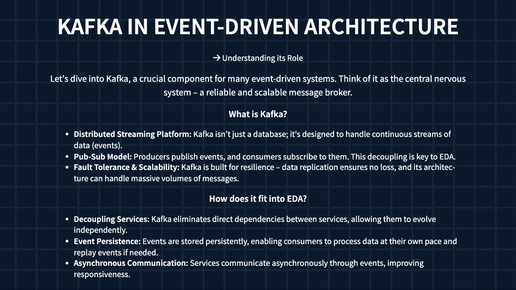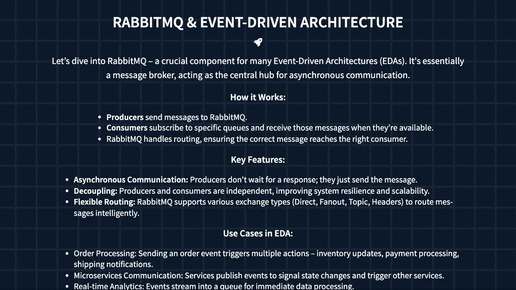Because Kafka stores these events reliably, consumers can process data whenever it's convenient for them, even if the producers are busy. This decoupling is what makes event-driven architecture so powerful, because it lets you build systems that are much more flexible and scalable.